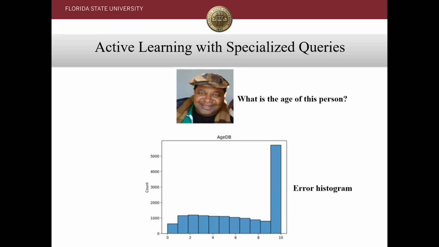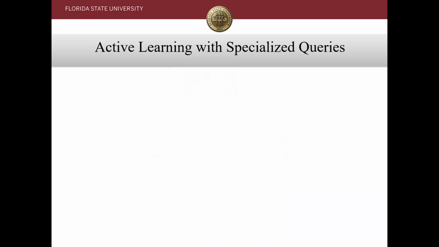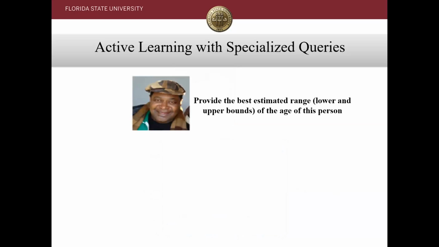So how do you develop better query systems or better annotation systems for problems like this? Perhaps one better way to ask the question is, you pick an unlabeled image, and instead of asking what is the exact label, you ask for a range, like this person looks to be in his 40s or 50s. So instead of asking for the exact age, you ask for a lower bound and an upper bound. There is a better chance that you can end up with an annotation of higher quality.